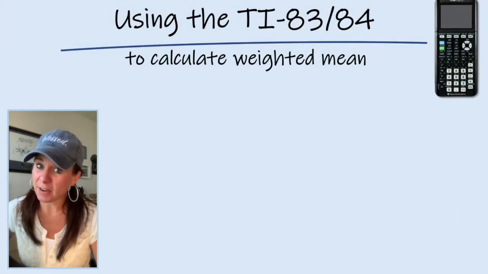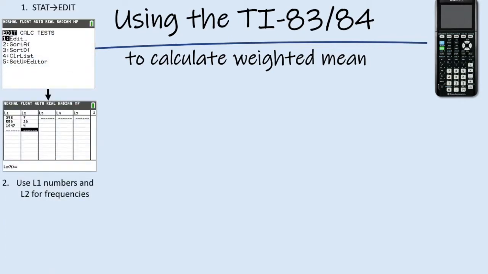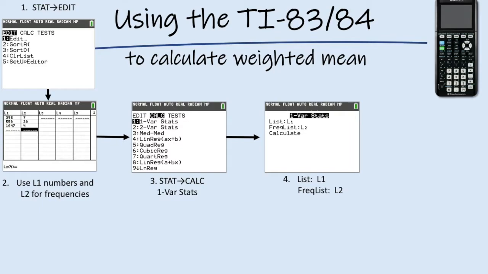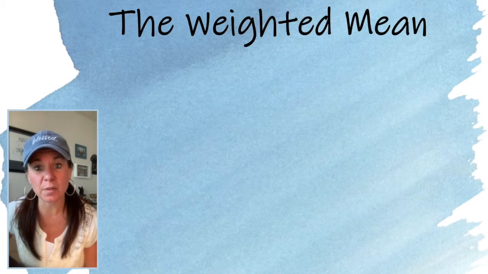If you have a graphing calculator, let's do that. We'll go to Stat Edit, okay? In list 1, you're going to put your balances or whatever your numbers are. List 2 is where you put your frequencies. Okay, so then you go to Calc, one variable stats, and list, you put list 1. Frequency list, you put list 2. Then hit calculate. Lots of numbers, but look at the top one. There we go, $579.